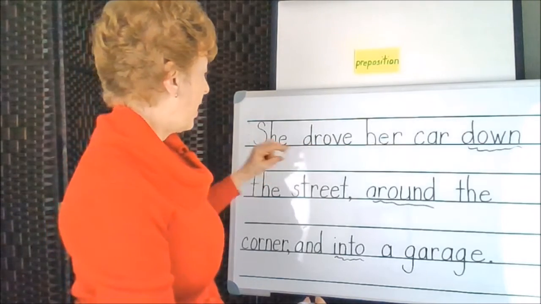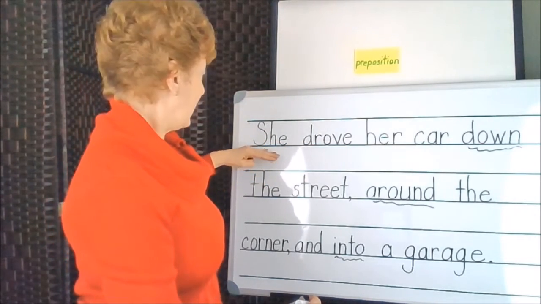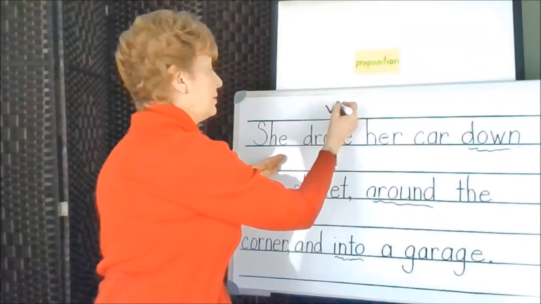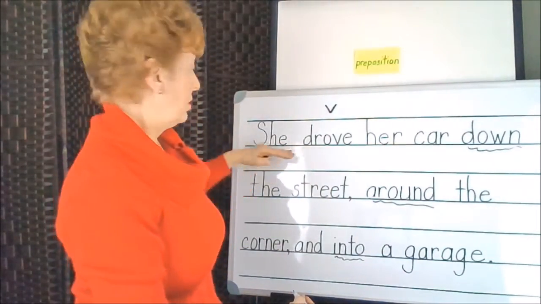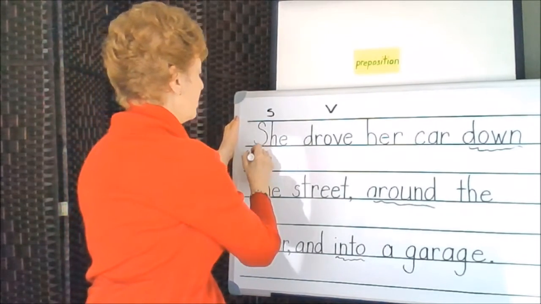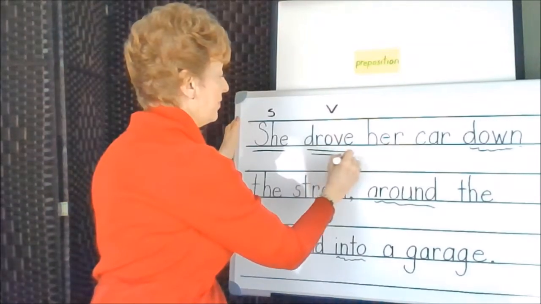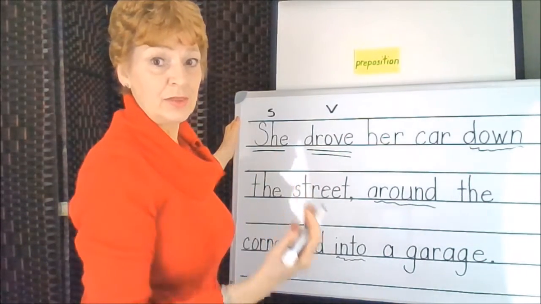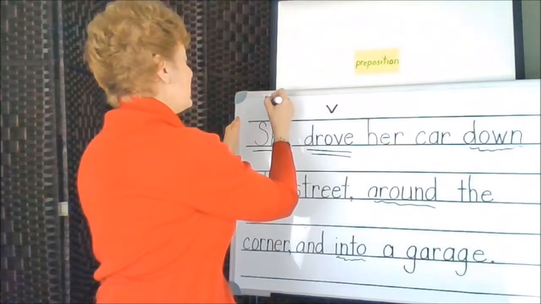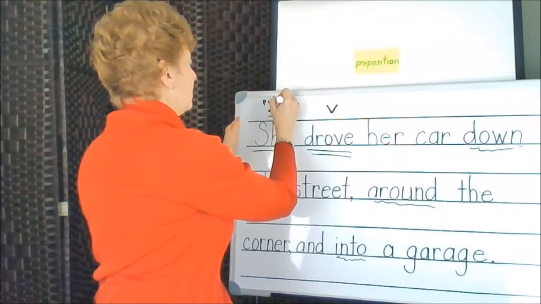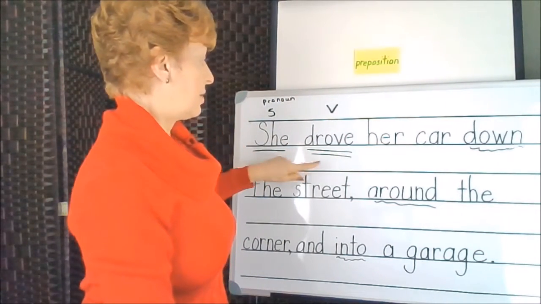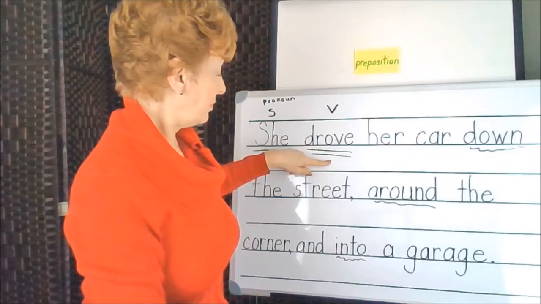She drove her car. Well, I've already got it, because you can drive. Drive is a verb. Who drove? She did. She is the subject of this sentence. So we have identified the subject and verb of this sentence and eliminated those words from being possible prepositions. She is actually a pronoun that is functioning as the subject because she is the one doing the action.